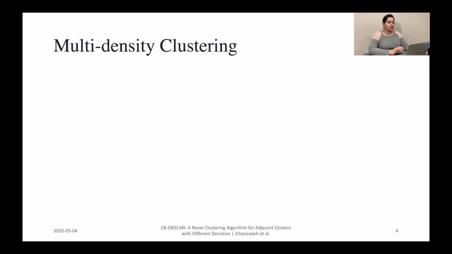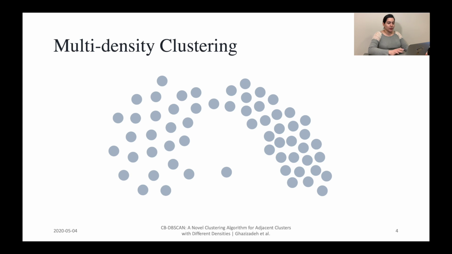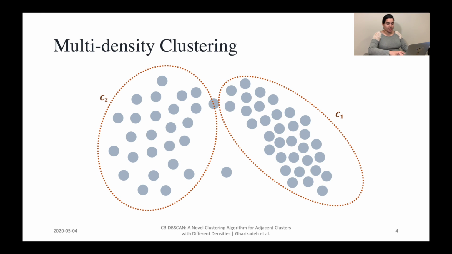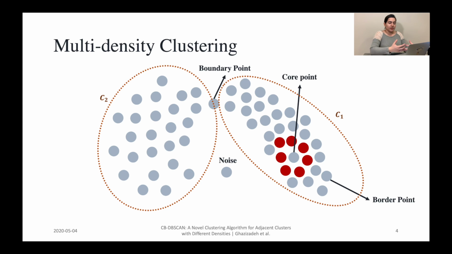DBSCAN has one problem, and it is multi-density clustering. As you can see in this example, we have two clusters that have different densities, but they are adjacent to each other. So if we want to choose a set of parameters that satisfy both of these densities, we end up combining them as one. Why is that? Let's take a look at these clusters. We have different core points and border points in both of these clusters, and we have a set of parameters that will satisfy both of these. Therefore, the boundary points between these two clusters will end up being density reachable from both clusters, and therefore they will be connected together and returned as one cluster using DBSCAN.